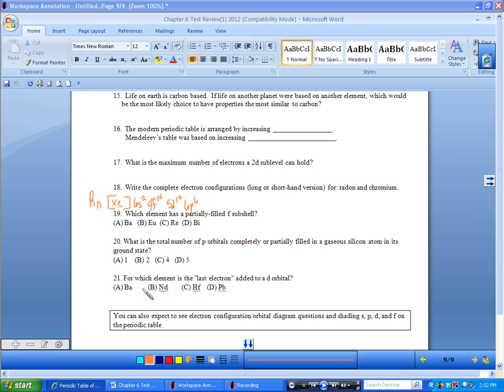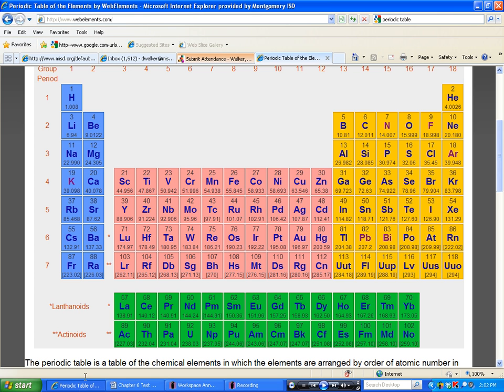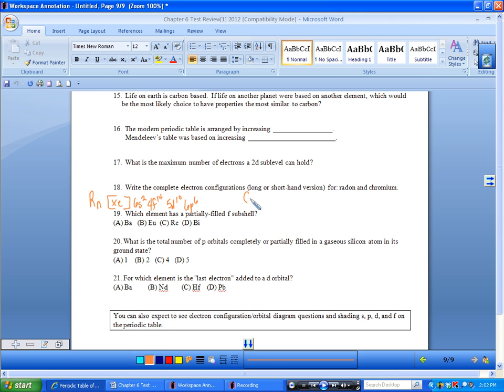And that's what it looks like. All right, now I want to do chromium. Chromium is an exception. There are two of them. Chromium and copper have exceptions, and I'll show you why. Chromium is Cr, and so I want to do the noble gas configuration for that, and so it's going to be argon.